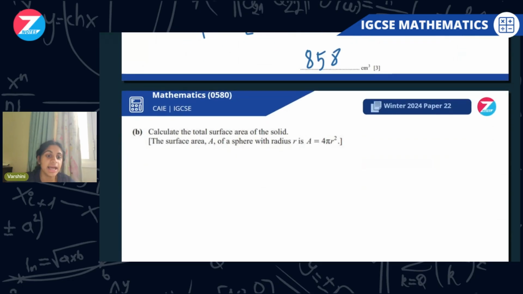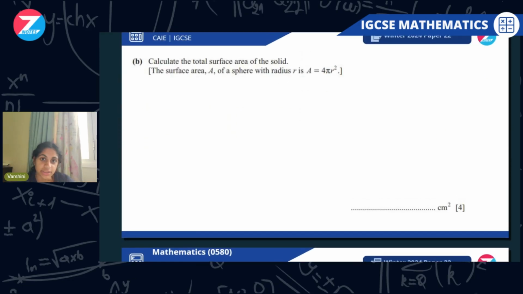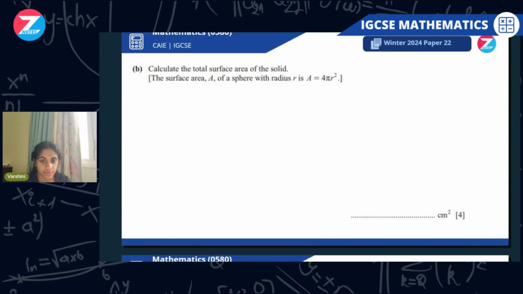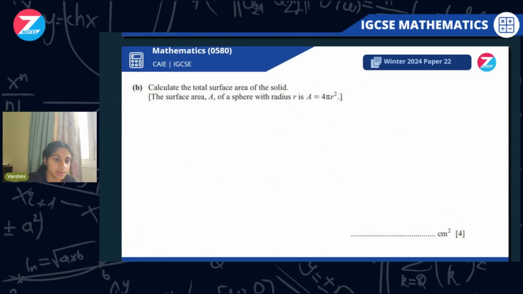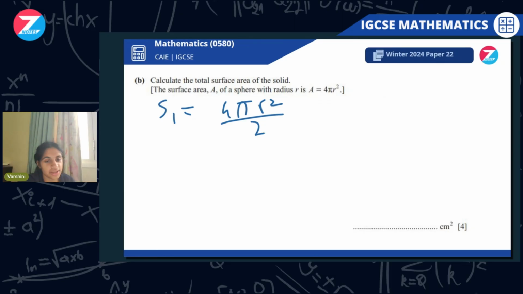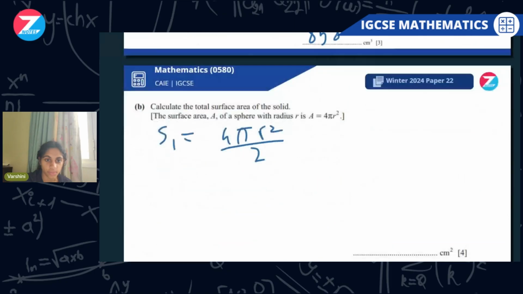For the next question, calculate the total surface area of the solid. The surface area A of a sphere with radius r is A equals 4 pi r squared. So for the hemisphere, it's just going to be half of this. Let's take this as S1 equals 4 pi r squared by 2. 4 by 2 is just 2, or you could just write it like this and put this in your calculator. We know the radius already, 4.3.